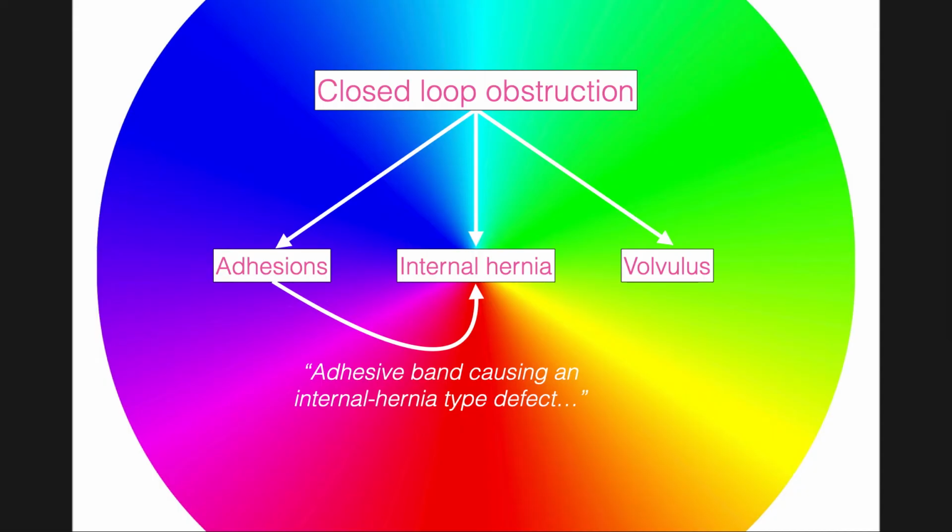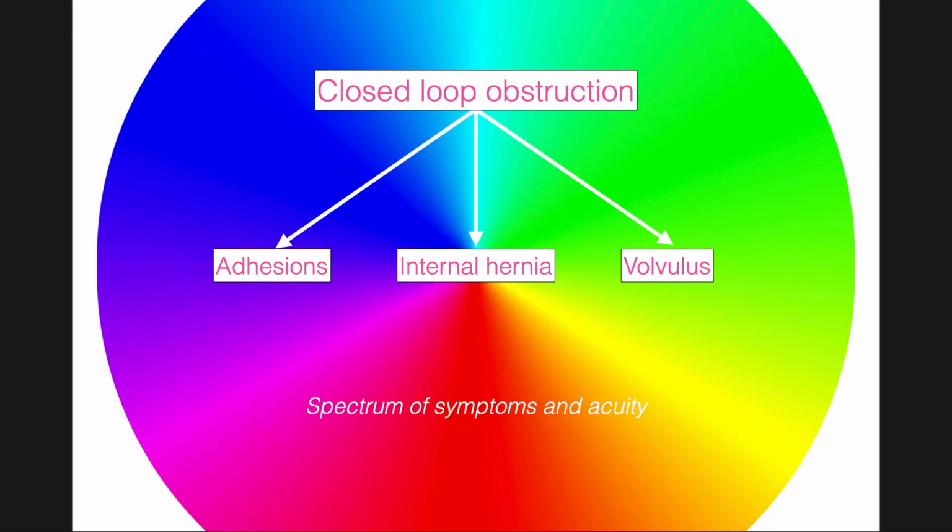I have also seen many surgeons describe adhesive bands causing internal hernia-like defects in their operative reports. And in some cases, there's a combination of adhesive disease and surgical mesenteric defects, particularly when there's a history of prior surgery. So don't get too caught up on the terminology and just focus on making the important diagnosis of the closed loop obstruction. In general, it is best not to expect cleanly demarcated categories of disease and to look for a spectrum of both clinical presentation and imaging findings when making this diagnosis.